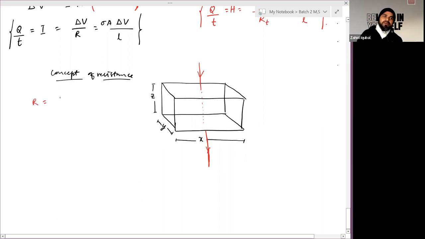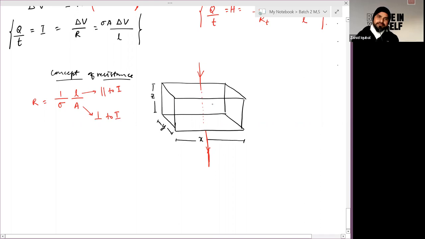Resistance equals 1 by sigma, length divided by area of cross section. For any term, length should always be parallel to the flow of current, and area of cross section should be perpendicular to the flow of current.